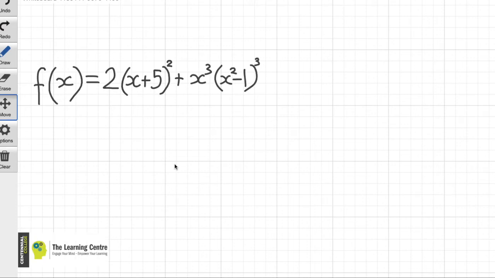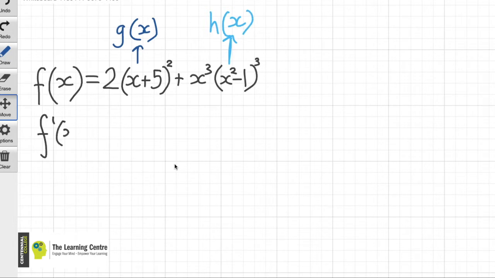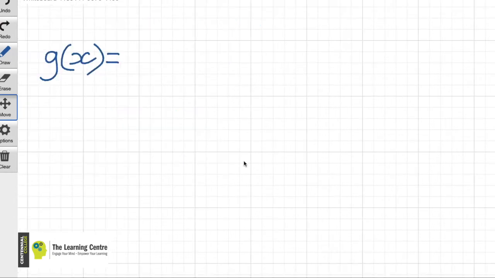Today we will be solving for the derivative of this function using the chain rule. So here we have that f of x is made up of two separate terms. We will call the first term g of x, and we will call the second term h of x. If you recall the sum rule, we know that f prime of x is equal to g prime of x plus h prime of x. And so what we are going to do is solve g of x and h of x separately and then put them together. Let's consider g of x equals 2x plus 5 squared.